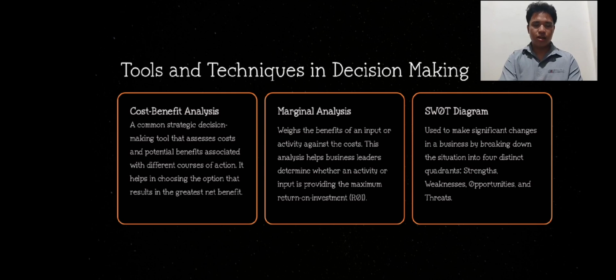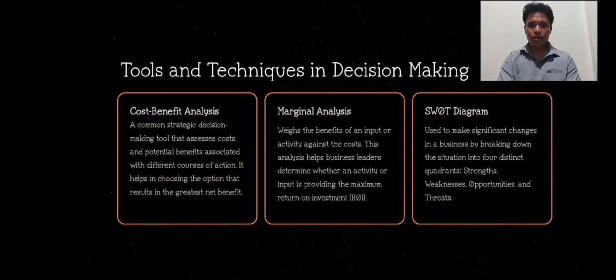Cost-benefit analysis is a common strategic decision-making tool that assesses the costs and potential benefits associated with different courses of action. It helps in choosing the option that results in the greatest net benefit. Marginal analysis weighs the benefits of an input or activity against the cost. This analysis helps business leaders determine whether an activity or input is providing the maximum return on investment, or ROI.